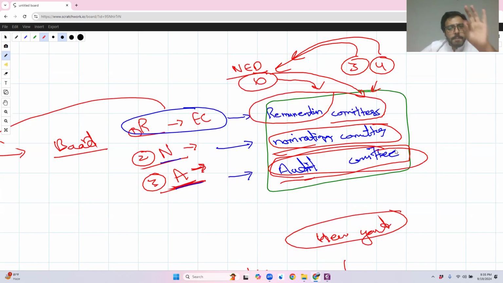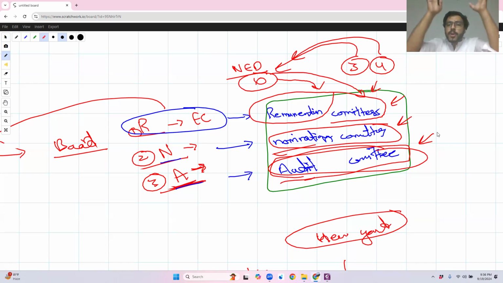The same is the case. People from within the non-executive directors, the board themselves, will decide who of us are going to be a part of each committee. Now, you might think a person who is a part of the remuneration committee cannot be a part of the nomination committee. No, that is not the case. A person who is a part of the remuneration committee can also be a part of the nomination committee. He can also be a part of the audit committee. Understood? So there is no restriction that if you are a part of the remuneration committee, you cannot be a part of the nomination committee. You can be a part of any committee, however many committees you want.